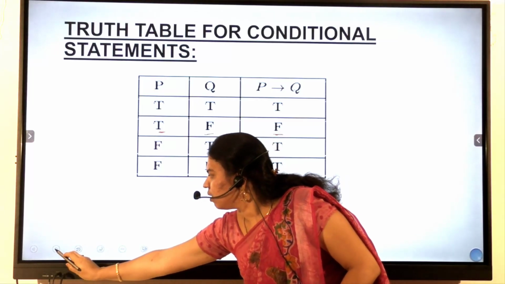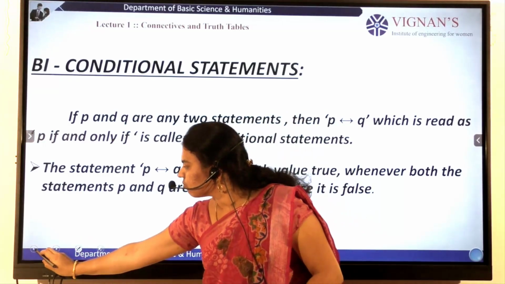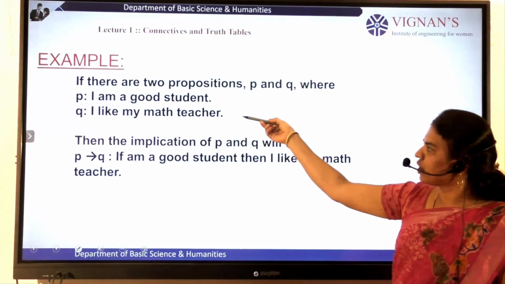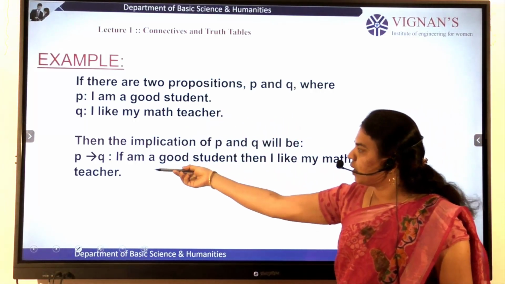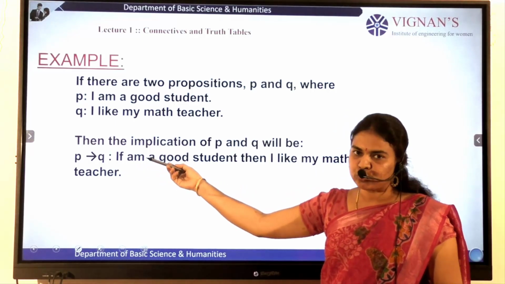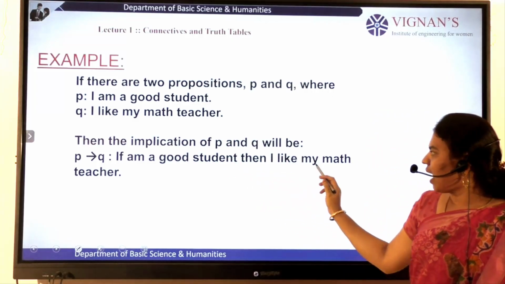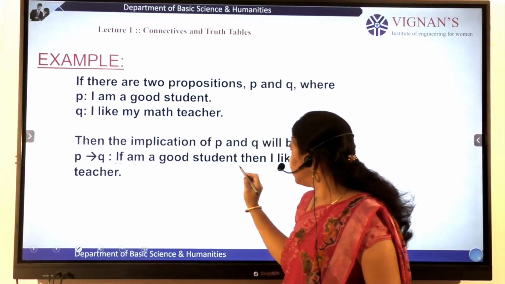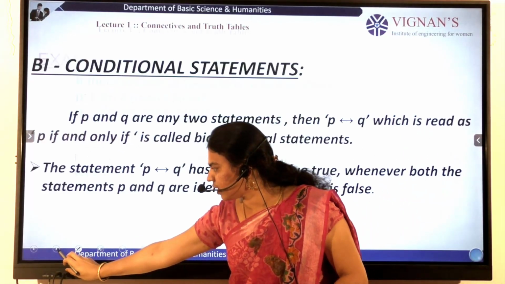Coming to the example, here are the two statements: I am a good student, and I like my math teacher. So the resultant statement P implies Q can be written as: if I am a good student, then I like my math teacher. So if P, then Q. This is the example for a conditional statement.